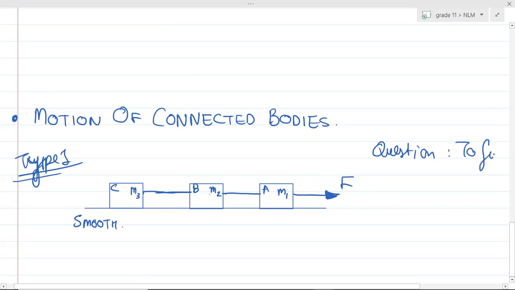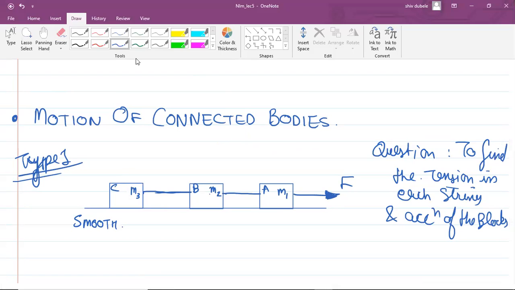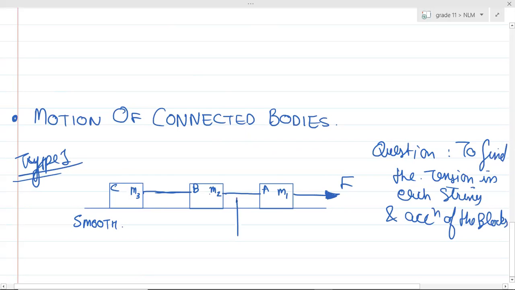Question is to find the tension in each string and the acceleration of the body. Ganesh, is this the question type which you were saying? Find the tension in each string and the acceleration. Is this the thing which you are saying? This is your string one.